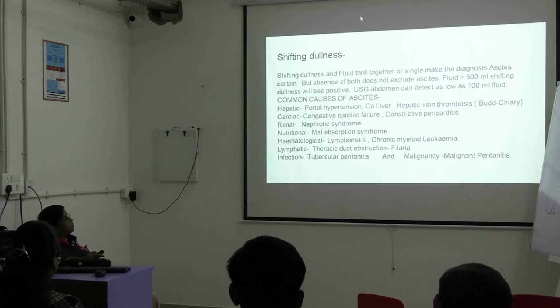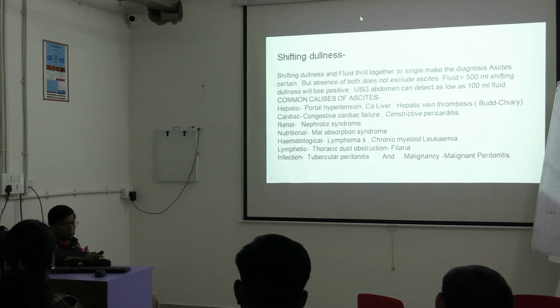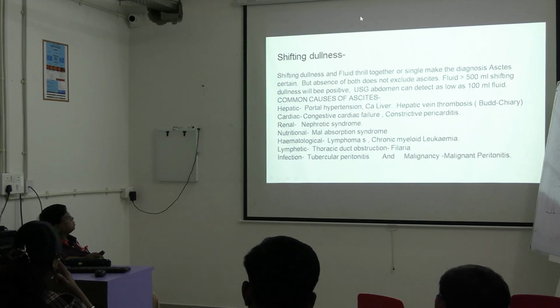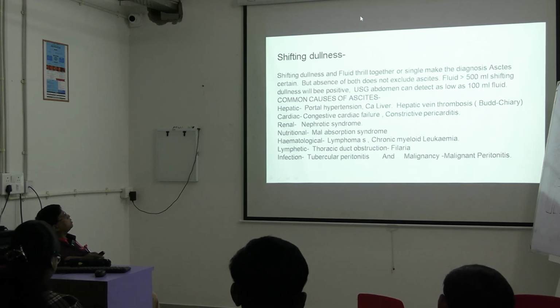But another, more sensitive method is the USG abdomen, ultrasonography of the abdomen. If you ask what is the most sensitive, it is ultrasonography. Definitely, ultrasonography will detect as low as 100 ml of fluid. That's important: ultrasonography 100, shifting dullness 500, fluid thrill 1.5 liter. Simple. So, common causes of ascites are there.